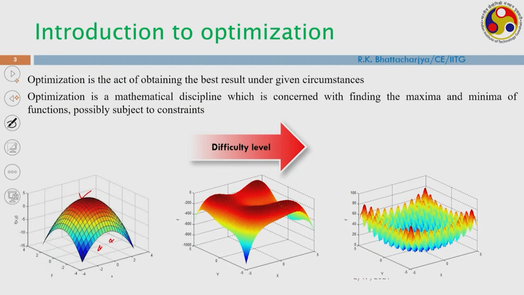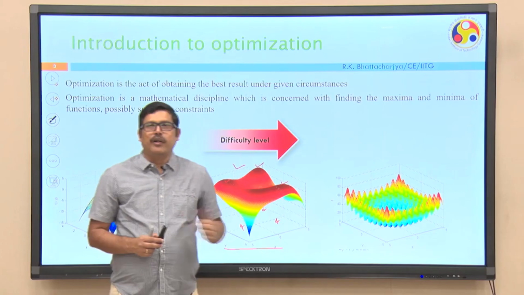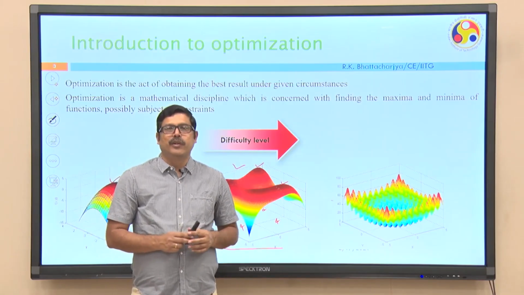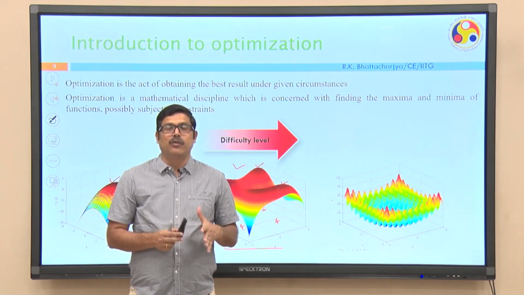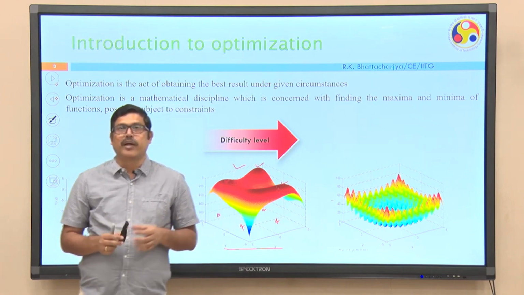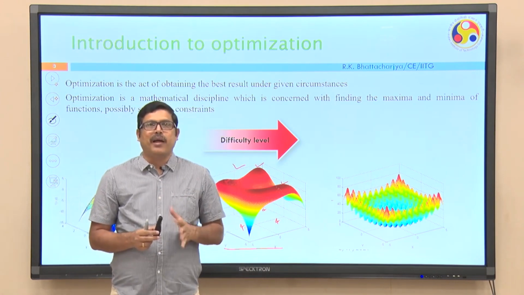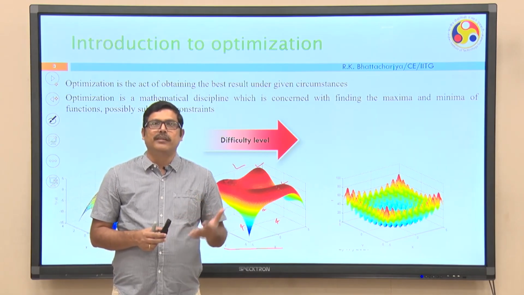The second function is a relatively difficult function. Here you have 4 optimal solutions, and if you take some initial solution somewhere here, you may get this optimal solution. If you take somewhere here, you may get this one, or if you take somewhere here, you may get this solution. So for this particular function, depending upon what initial solution you have chosen, you will get one of the local optimal solutions, and basically it is sensitive to the initial solution.